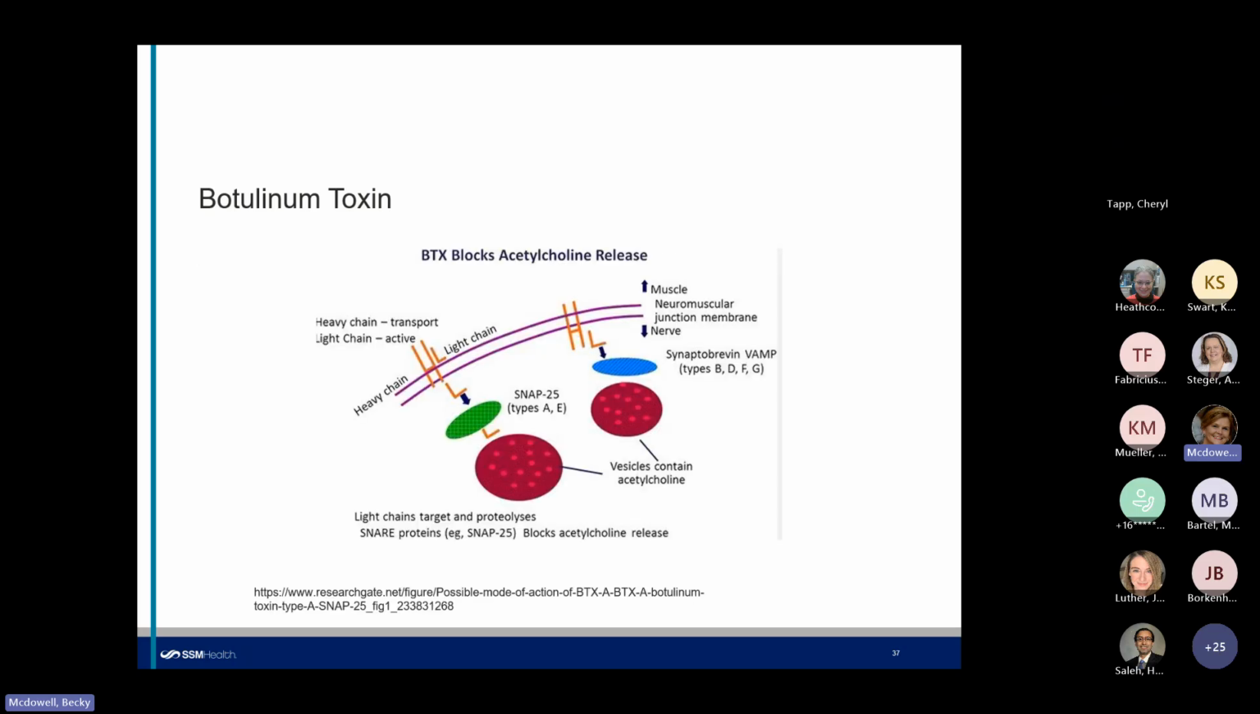And here's a picture of the neuromuscular junction. Okay, so SNAP25 is here, and the synaptobrevin is over here, and so if you block that, the acetylcholine can't be released across the neuromuscular junction, and therefore you can't have muscle contractions.